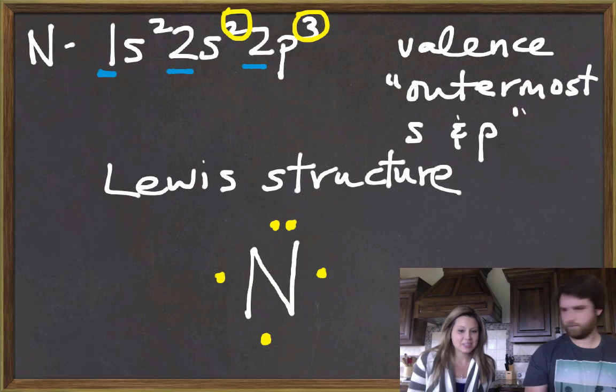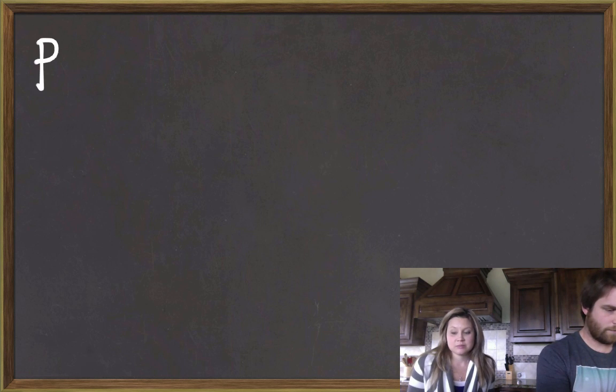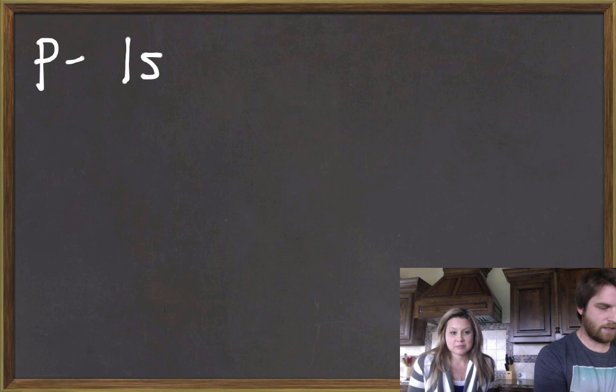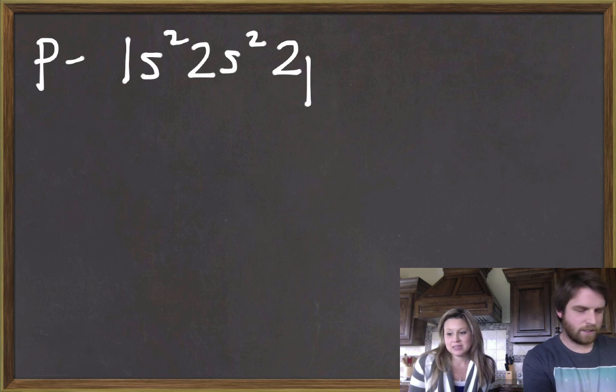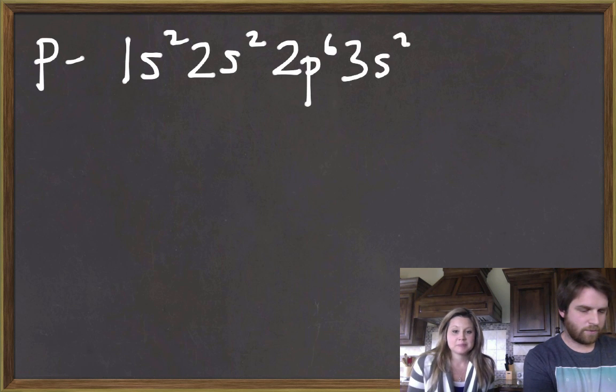Let's do another one. Let's do phosphorus. Phosphorus is 1s2, 2s2, 2p6, 3s2, 3p3.